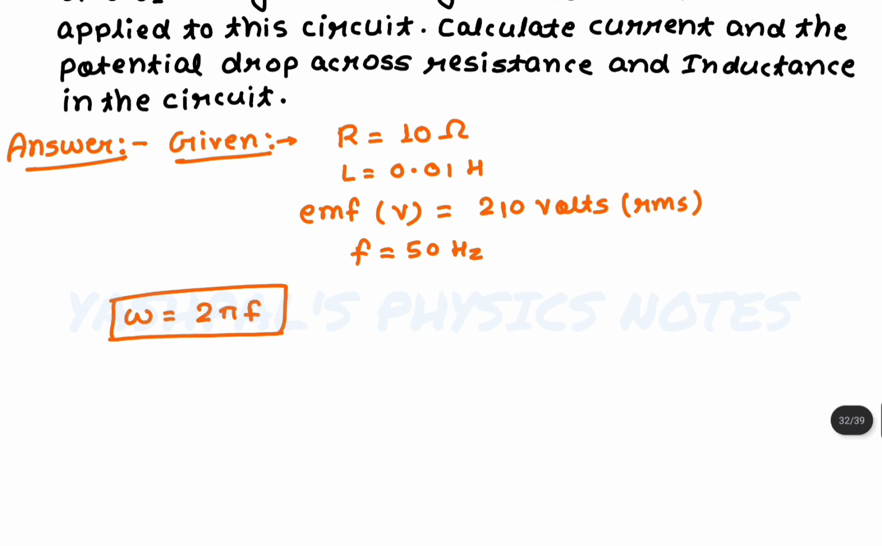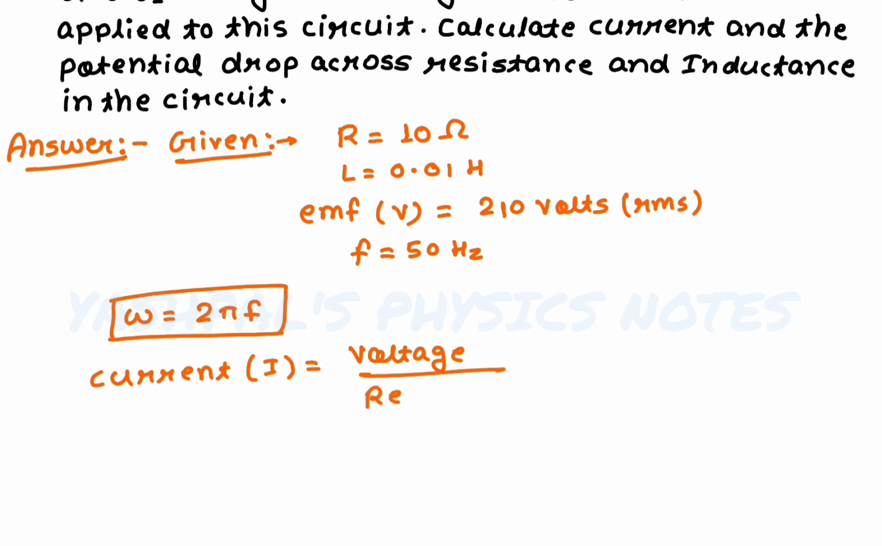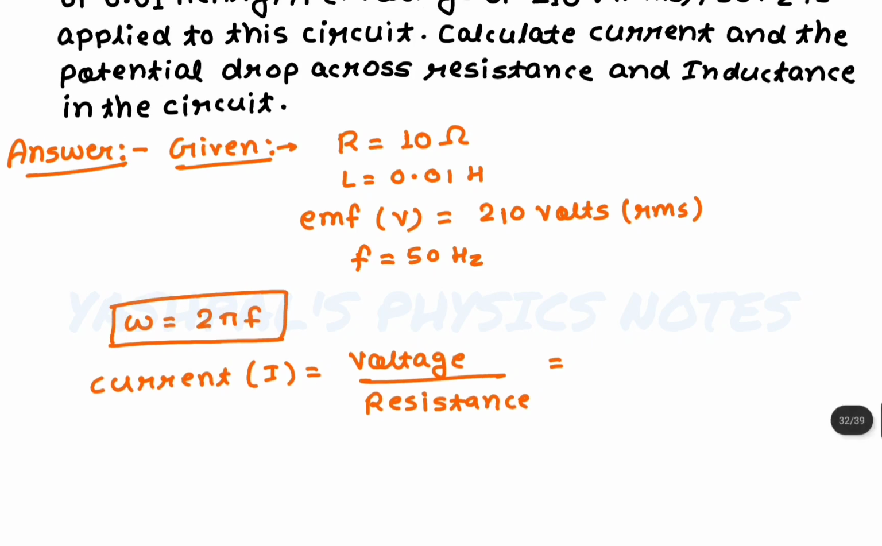So first of all, we have to find the value of current. How can we find the value of current? We know that current I is nothing but the voltage upon resistance. Where did it come from? It came from Ohm's law. So voltage is given as EMF 210 and resistance is given as 10. So it will be 21 ampere.